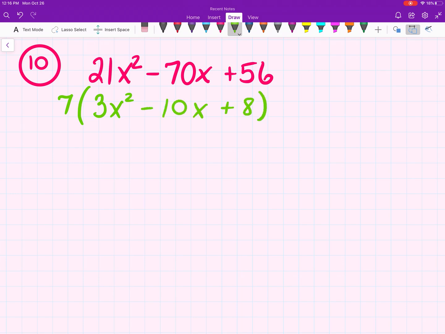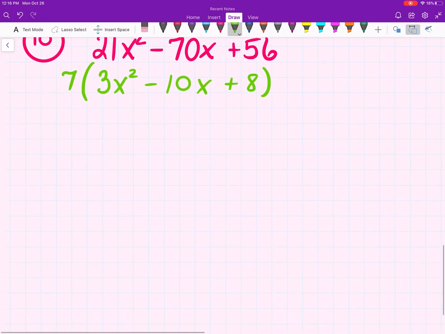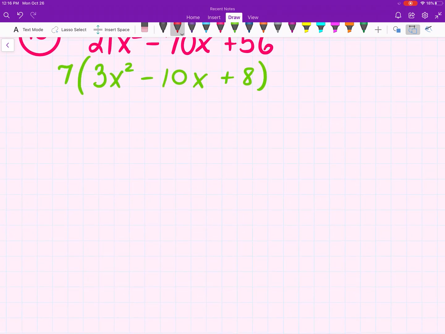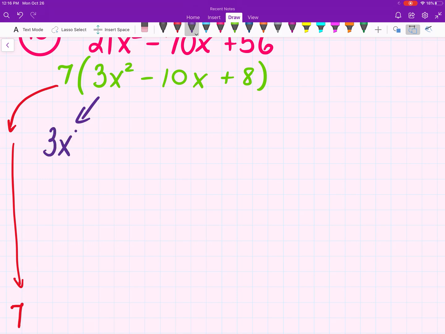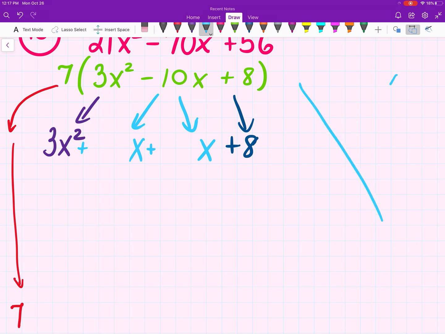Okay, again, you could do the magic square at this point, or the magic x, or you could start your grouping. The 7's kind of out here waiting. So you can just write that at the end if you want, or you could put it on the outside so you don't forget. It's up to you. Okay, so I'm going to write my first term first, 3x squared. My last term last, plus 8. My middle term I know has to be split up. When it splits, it's going to have an x on it. Now, I don't know if they're going to be positive or negative, but I'm going to put a plus there for now. Okay, come over here and do my magic x.